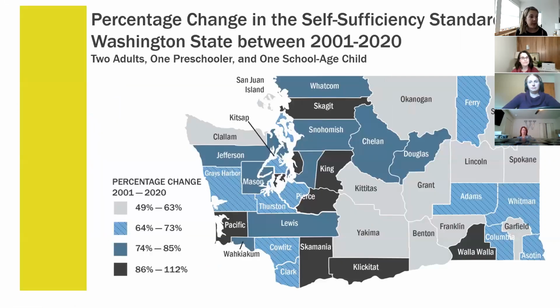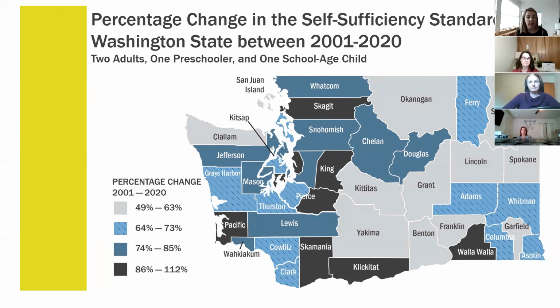As Lisa mentioned, we've been really lucky to work with the Washington Workforce Development Council of Seattle, King County. This is our 7th time calculating the data, so we have some historical context that we're able to present in our reports. So this county map depicts the percentage change in cost over the last 20 years for a family of 2 adults, 1 preschooler, and 1 school-age child.